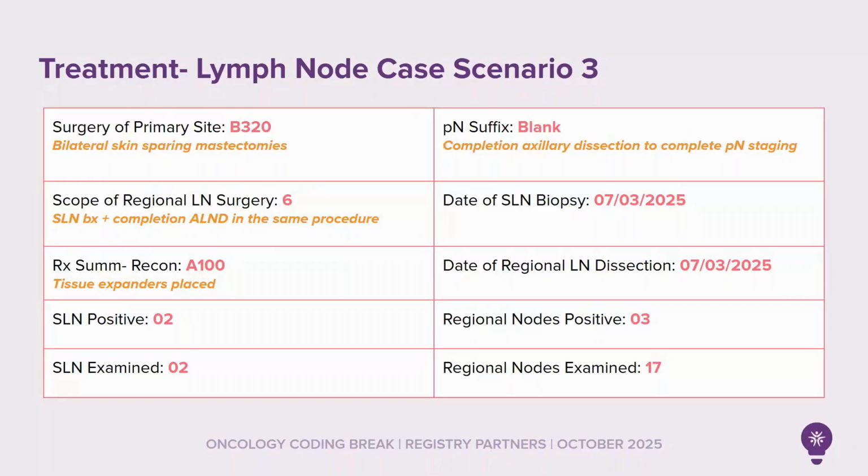The RX summary reconstruction is A100. Tissue expanders were placed without the implant or tissue for immediate reconstruction per STORE. Sentinel lymph nodes positive is going to be 02. This was a change in STORE 2025. If the number of positive sentinel lymph nodes is provided on the path report, then we capture the number. We're only going to use code 97 if the number positive was not provided. And the reason for this change was just to remove outdated CAP information.